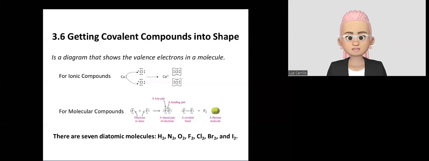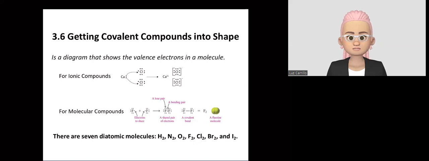In this video, we are going over section 3.6, which is titled Getting Covalent Compounds into Shape. Now, in order for us to understand how covalent compounds get into shape, we need to remind ourselves of Lewis dot formulas, or in other words, Lewis dot structures for elements.